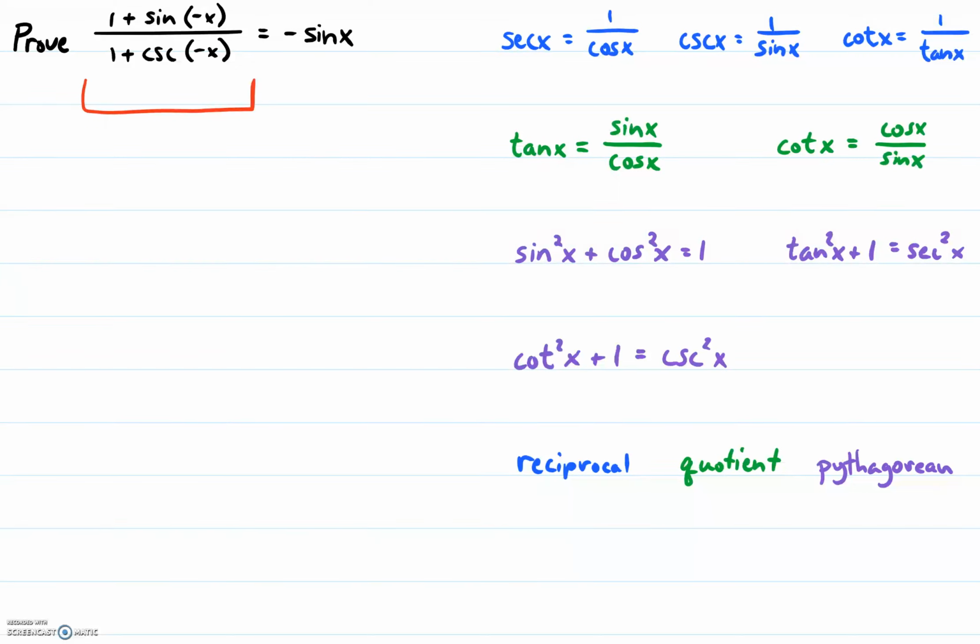We want to use different algebra techniques or any of our trig identities that you see on the right hand side to try to transform it into the other side of the equal sign. So in this case, we want to make the left hand side look like negative sine x.